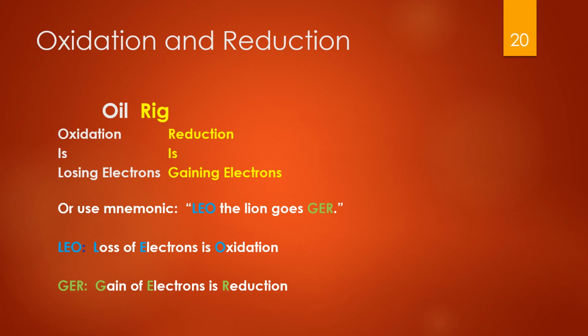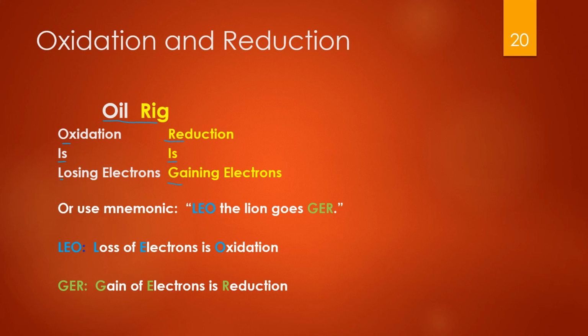So here are some ways to remember the definitions of oxidation and reduction. Some mnemonic devices that you can use. The first mnemonic device I have here is OIL RIG. What this stands for is O for oxidation, I is, and then L for losing. So oxidation is losing electrons. So if you lose electrons, you are oxidized. Reduction then is gaining electrons.